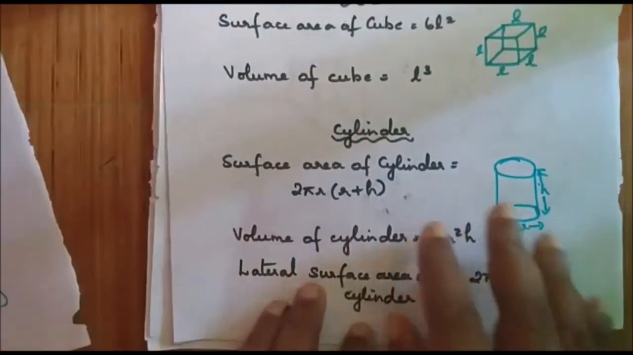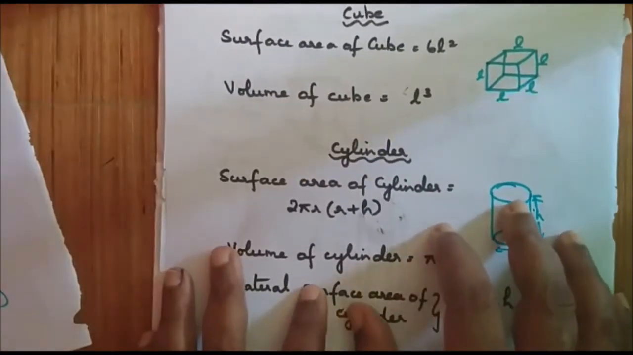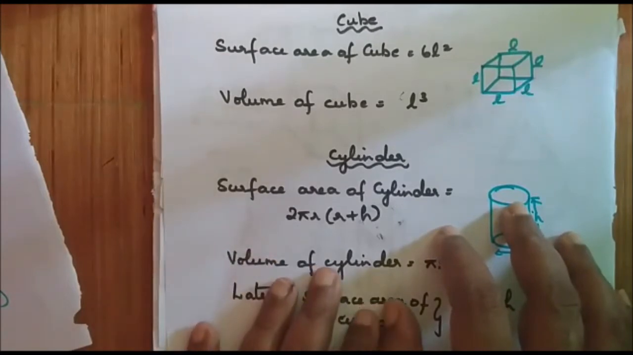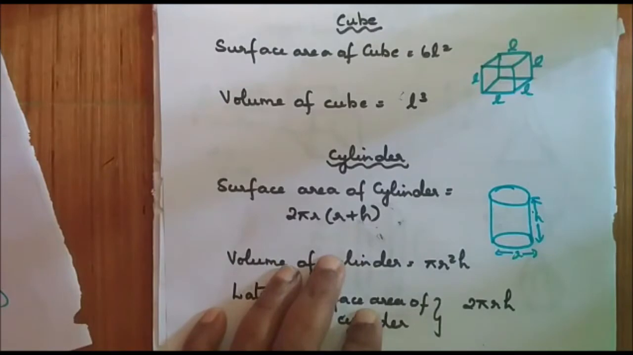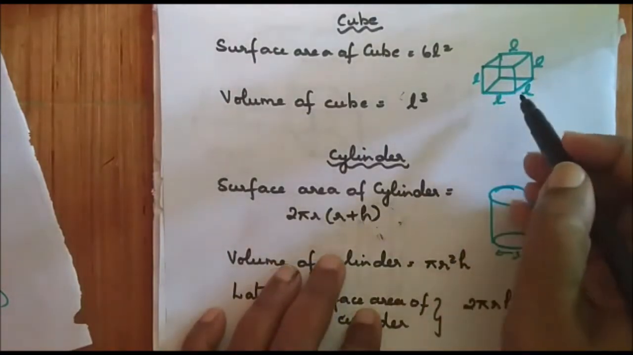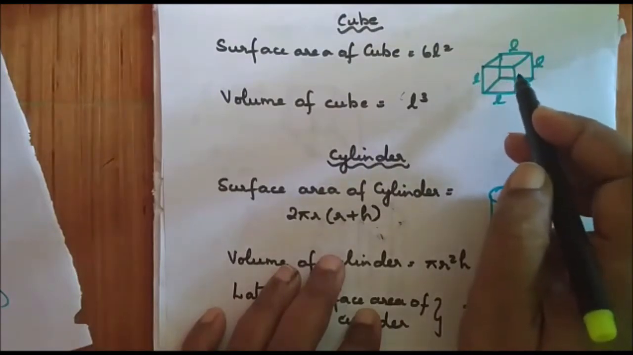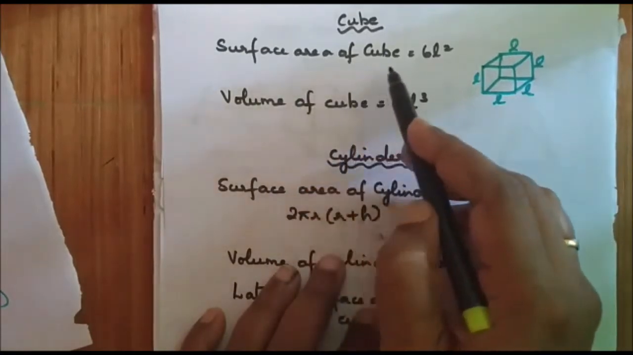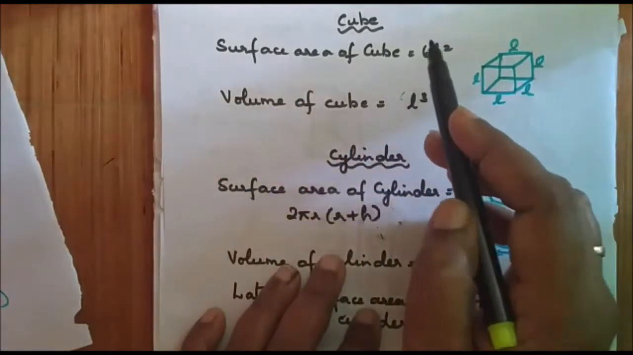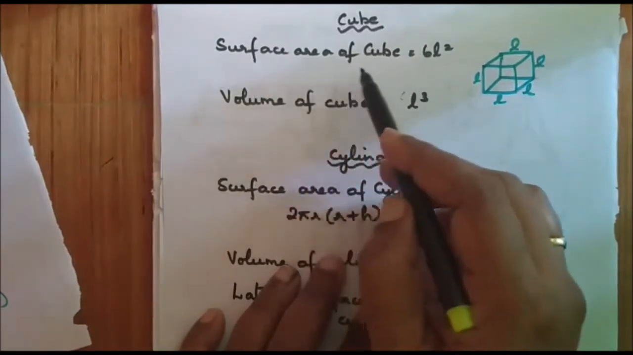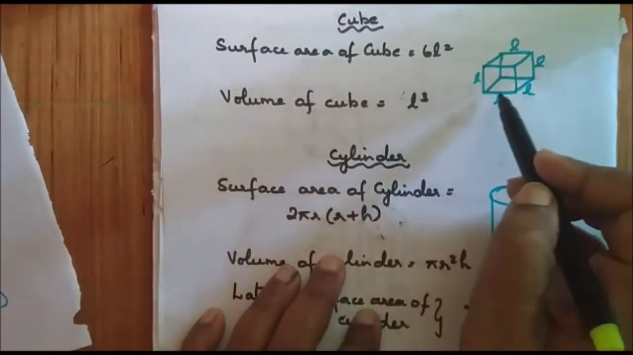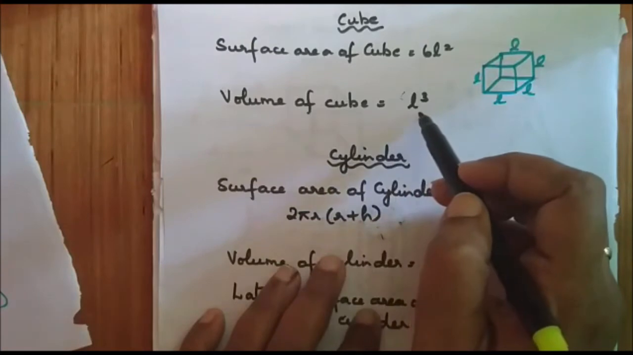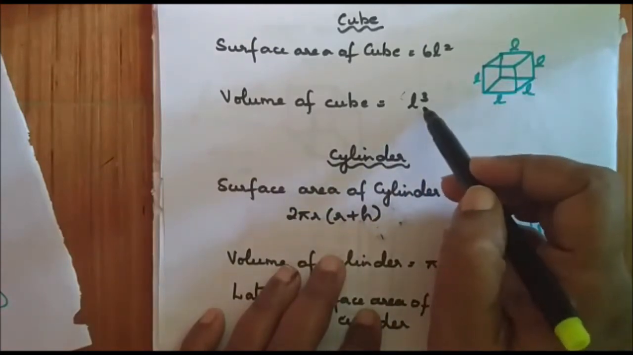Now we'll go to a cube. A cube is nothing but a square in a three-dimensional form. So in a cube, all the sides are equal. So it is L into L into L. How many faces does a cube have? It has 6 faces. So the surface area of the cube is nothing but 6L squared, where L is the length of the side of the cube. I hope you understood this. Volume of a cube is given by L cubed. L into L into L is L cubed.